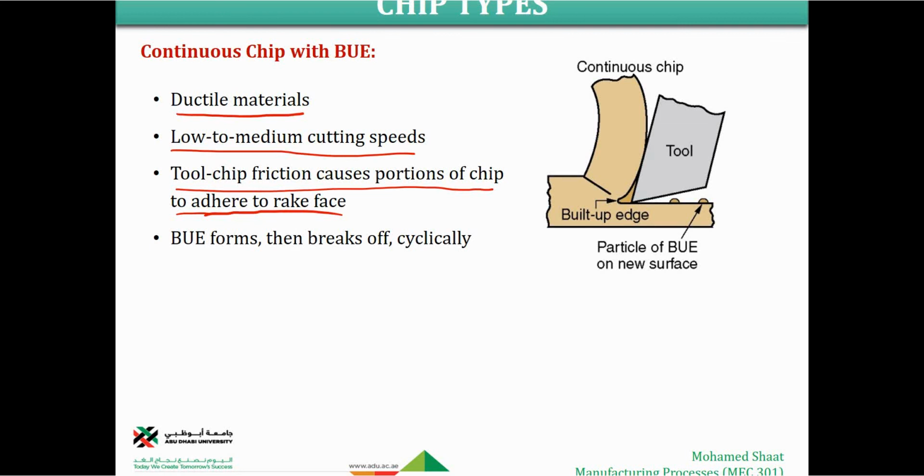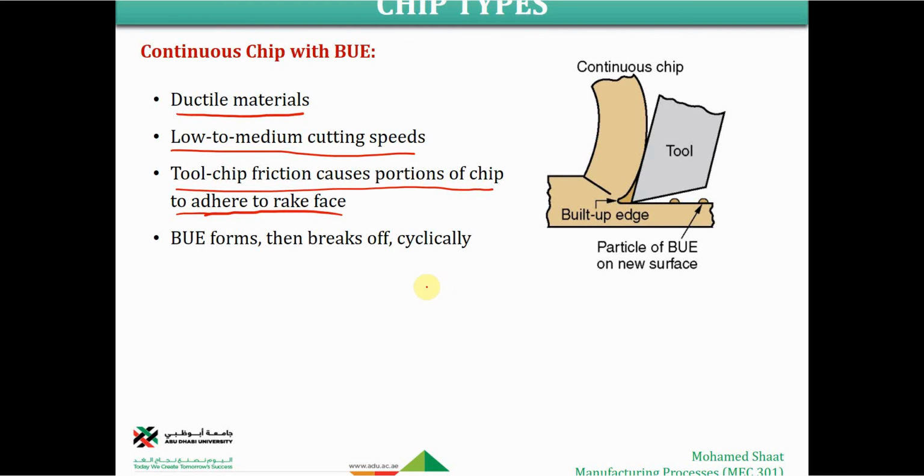And if this happens, this would overcome the sliding of the chip over the top rake face and will increase the friction, and hence will increase the heat more, so more build-up edges will be formed and the process continues, right? So this is very bad, and this is not recommended, and we have to avoid the formation of the build-up edges during the machining operation.